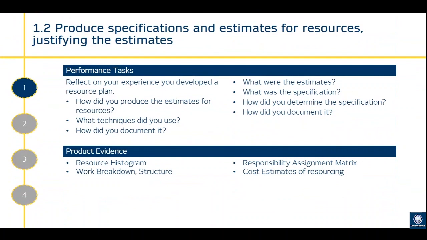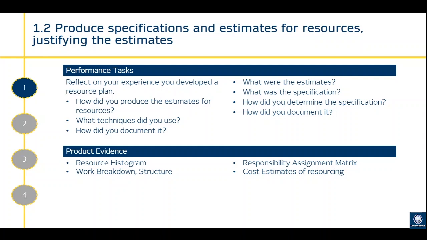1.2 is produce specifications and estimates for resources justifying the estimates. The first criteria, you've identified what you need. The second one is about identifying what standard it's got to be at and to go and get estimates about the quantity and about the price. And you want to justify the method that you're using for estimating how much you require.